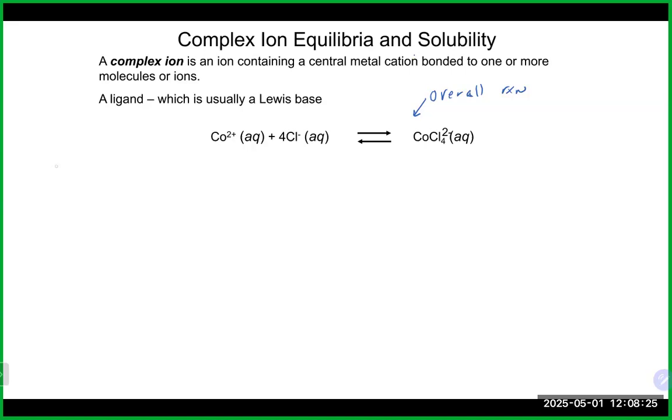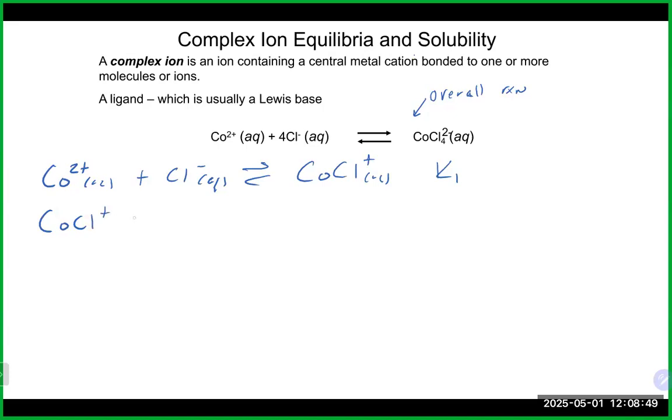So what would happen is one cobalt ion would hook up with a chloride, and it would make an equilibrium of CoCl+ in this case. And there would be a K value associated with that, as that's an equilibrium. Then this guy that's already picked up one chloride will pick up a second chloride, and this is going to give you your CoCl2 in this case. And there would be an equilibrium for that.